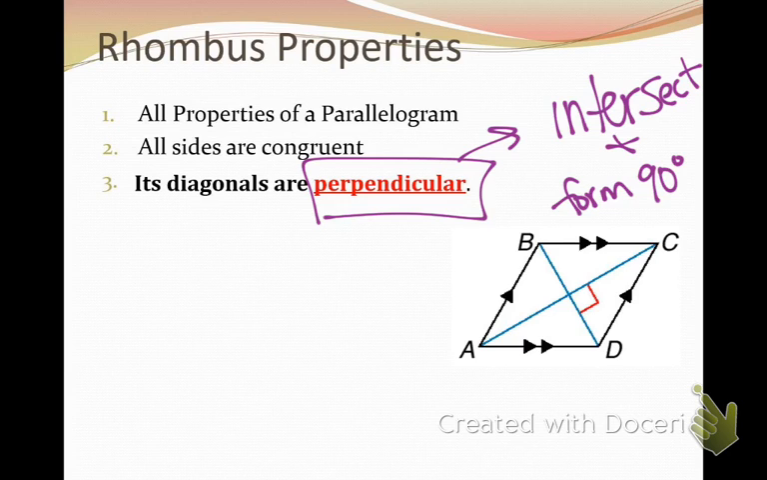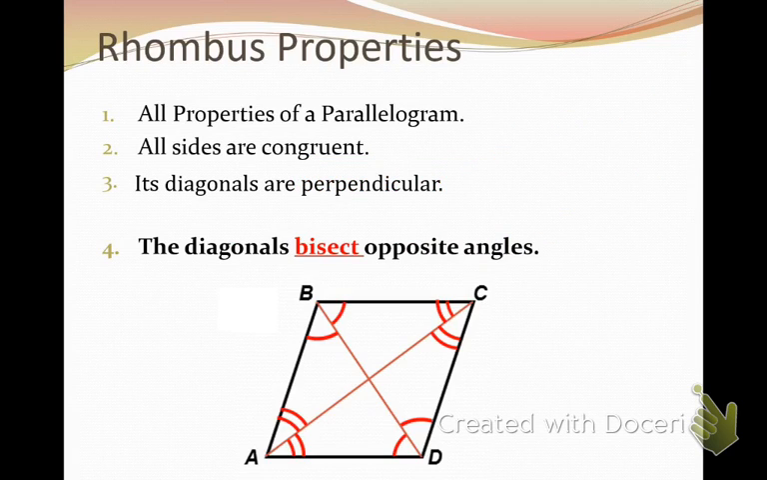Alright, so the diagonals here are in blue. I just highlighted them. They intersect and they form 90 right here. So that means all of these angles are 90. They don't write it because it looks dumb. So it's just understood. There's one more. It's about diagonals as well. The diagonals bisect opposite angles. And bisect means cut in half.